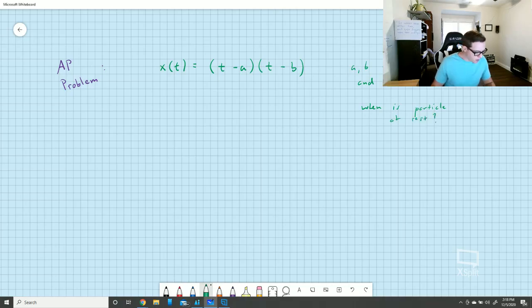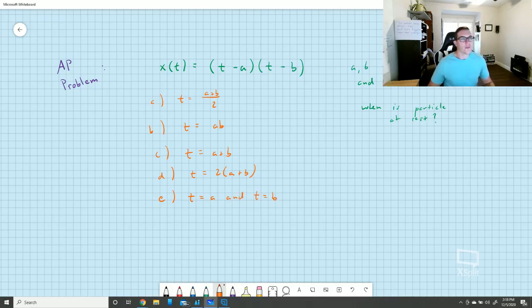Okay, and this is a multiple choice, so they give some options. They say t equals a plus b over 2. T equals ab. T equals a plus b. T equals 2 times a plus b. And t equals a and t equals b.